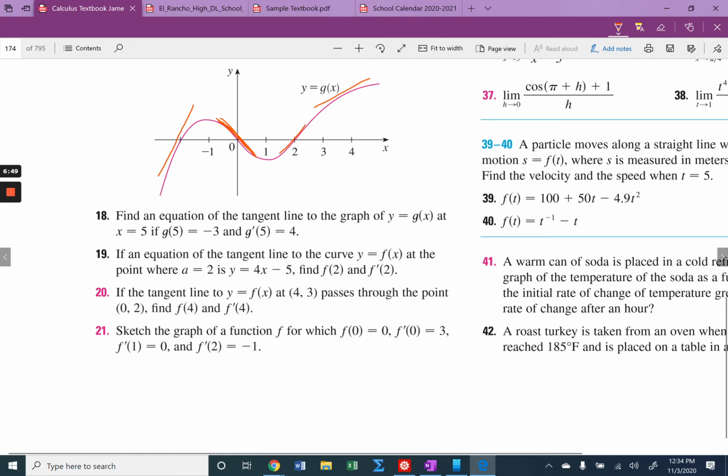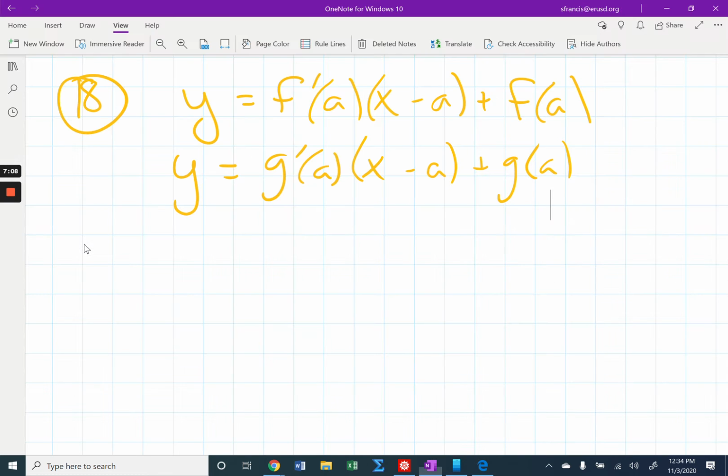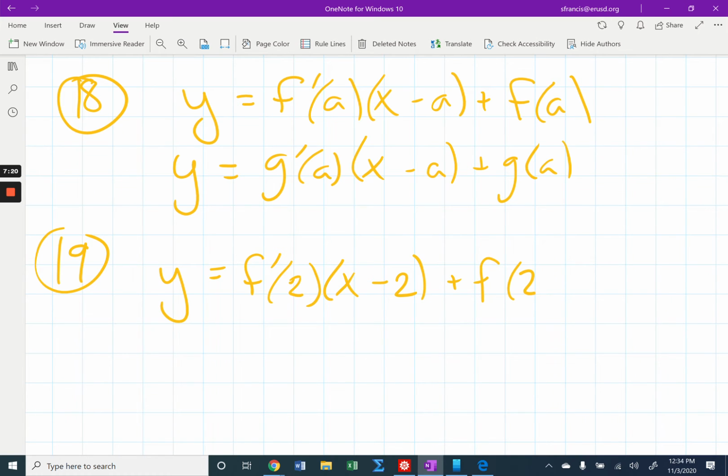Number 19 is next on our list. If an equation of the tangent line to the curve y equals f of x at the point where a equals 2 is y equals 4x minus 5, find f of 2 and find f prime of 2. We're going to use the same idea over here. So in terms of 2, y is equal to f prime of 2 times x minus 2, plus f of 2. That's what the equation is going to look like.